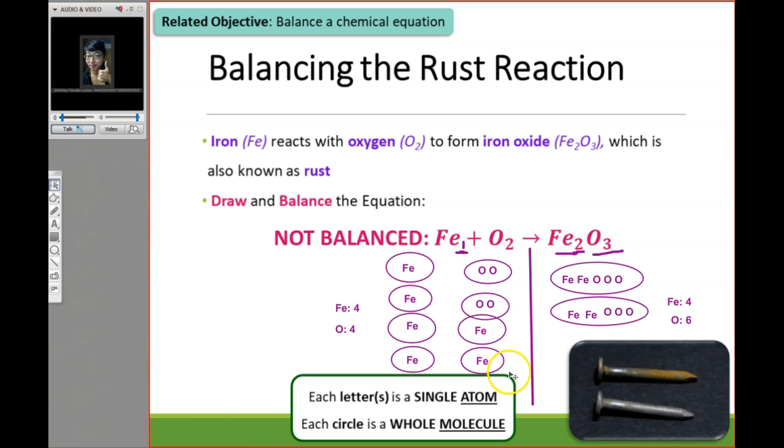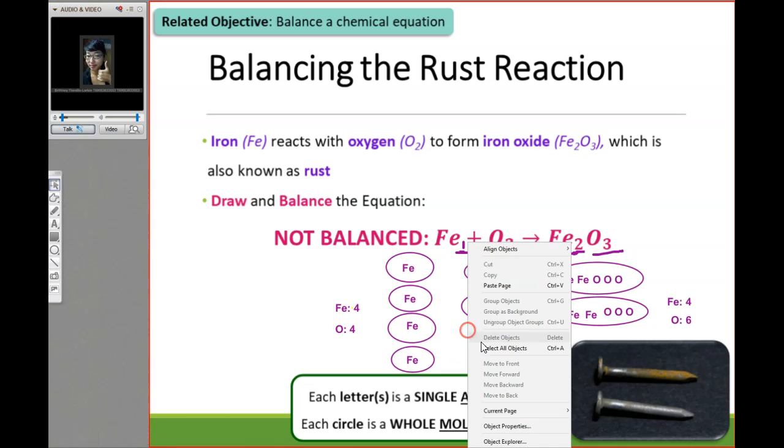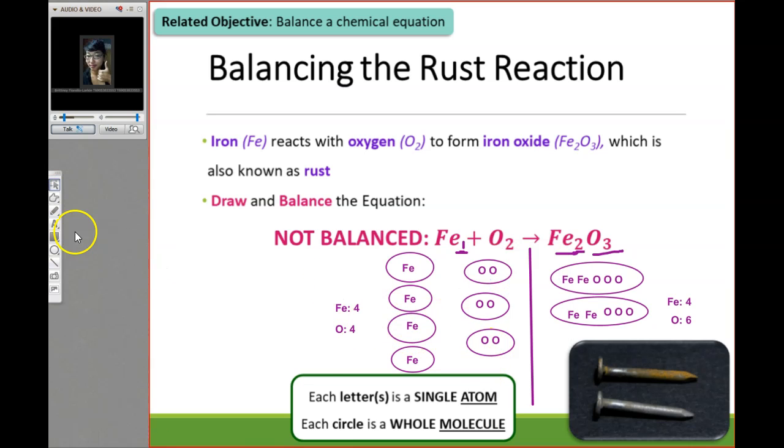Paste this. Oops, sorry. Why did that do that? Let me try and copy that again. Copy and paste. There we go. All right. So now I have 6 oxygens on the left. Are we balanced? Yes, we're finally balanced. So let's count them up.